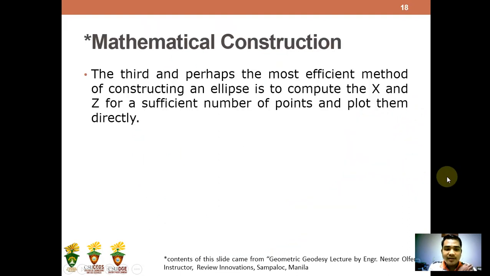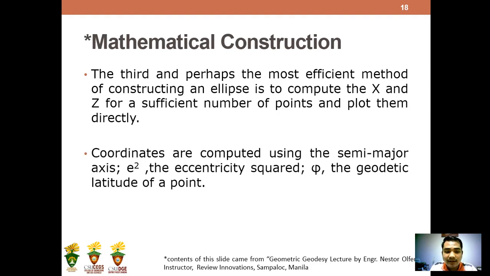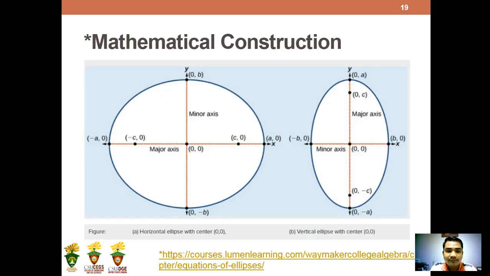For mathematical construction, the third and perhaps the most efficient method in constructing an ellipse is to compute the x and z for a sufficient number of points and plot them directly. So by plotting method using graphing paper or bisag unsa nga pwede niyo magamit. And coordinates are computed using the semi-major axis, the eccentricity squared, and the geodetic latitude of that point. Example, this one, plotting lang.